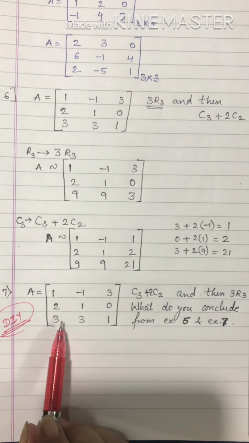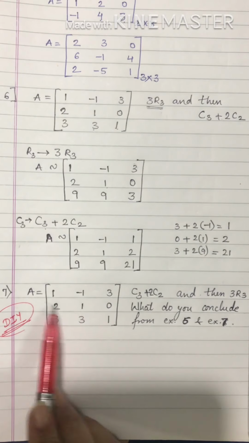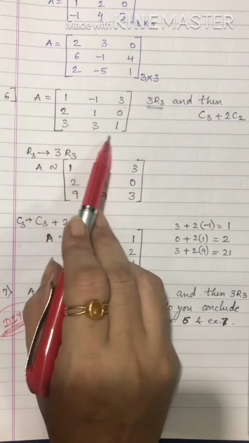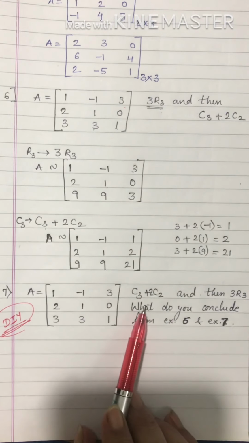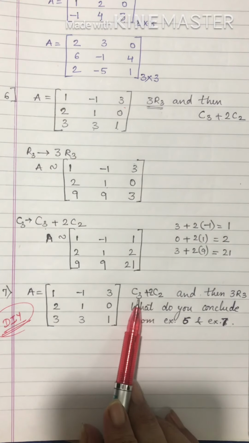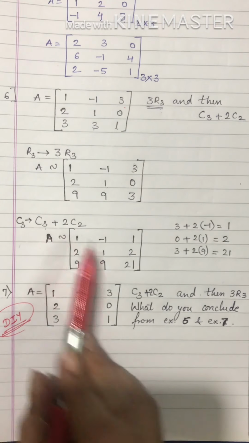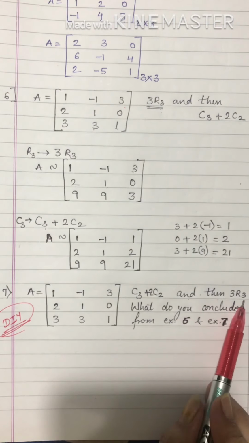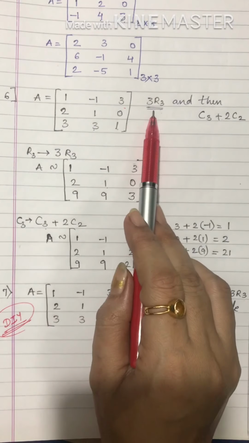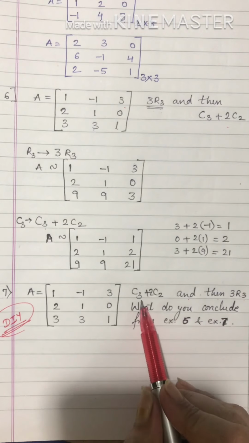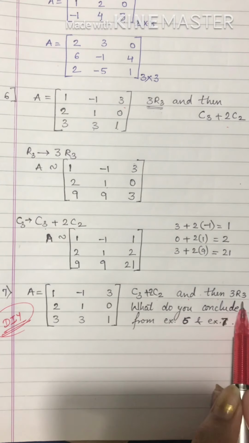I'll just explain it, it's easy. There's a matrix A given, similar to the one we got in the previous sum. See the transformation which is asked here now: C3 plus 2C2. The previous sum asked for 3R3 and then C3 plus C2. Here it is C3 plus 2C2 and then 3R3.